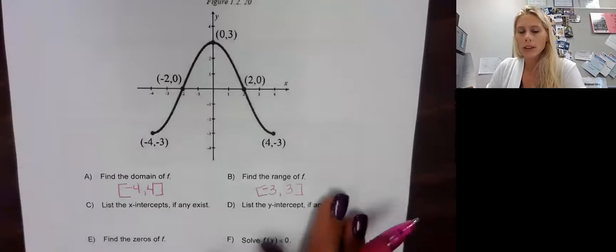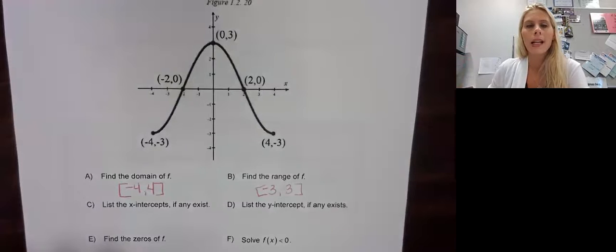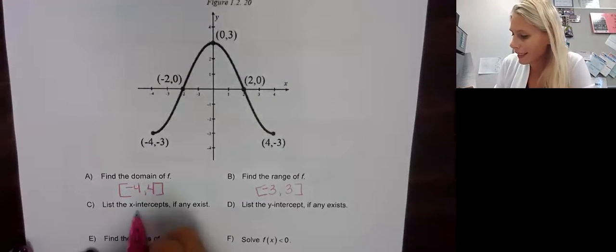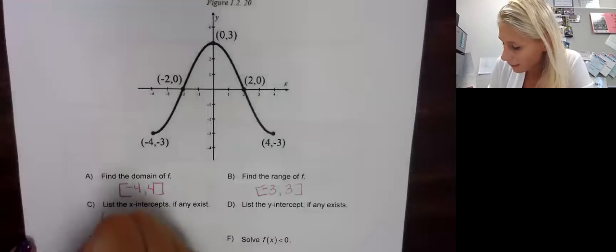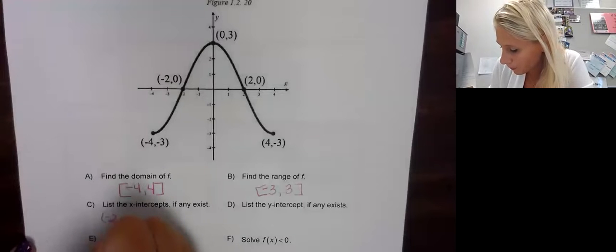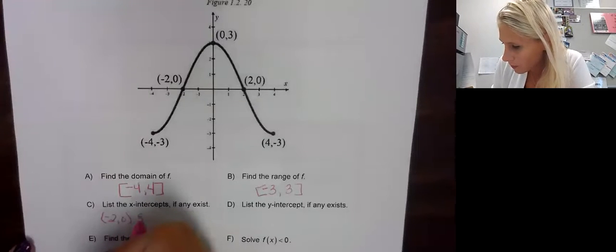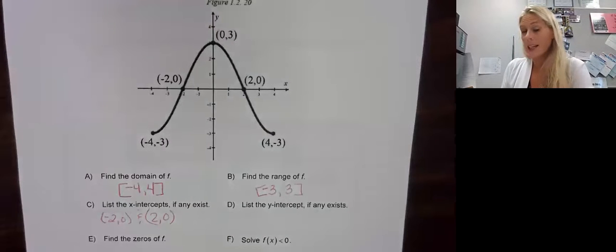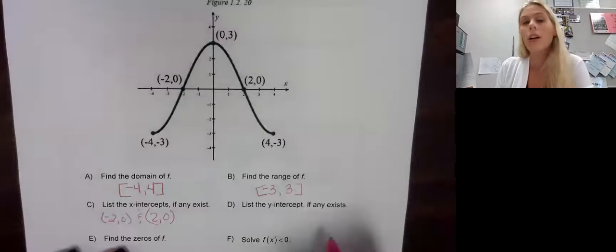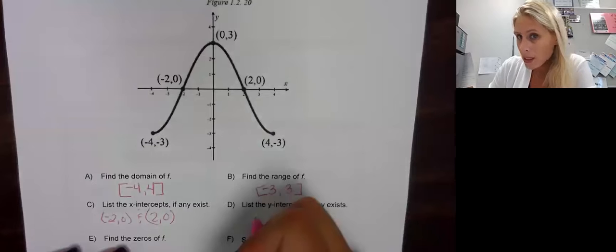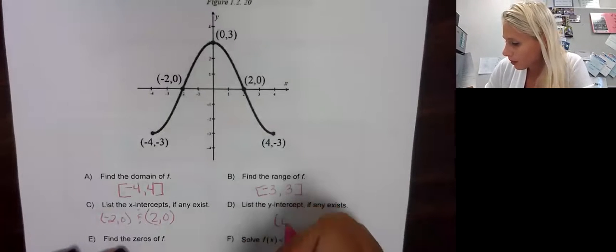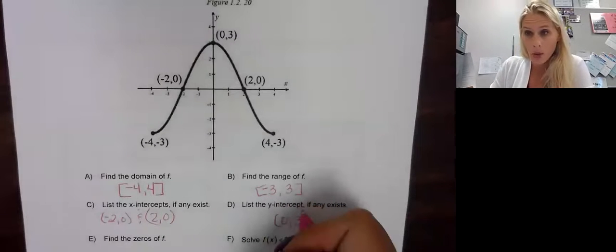List the x-intercept. So where does it cross the x-axis? And you have to do a coordinate pair for this. So the x-intercepts are (-2, 0) and (2, 0). Y-intercept, if it exists, is where it crosses the y-axis. So it's (0, 3). Again, coordinate pair.